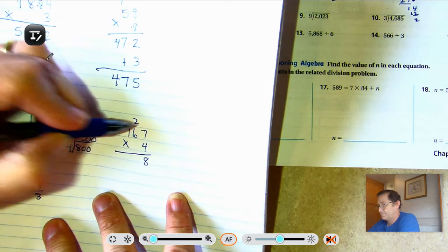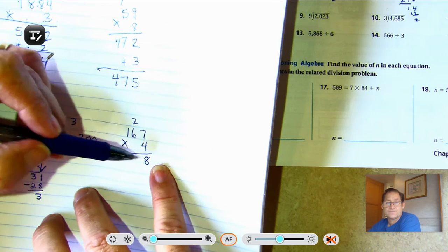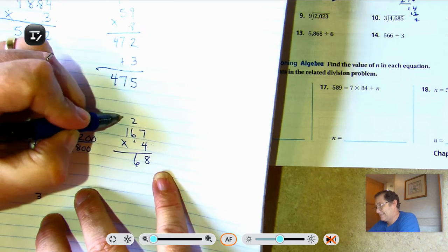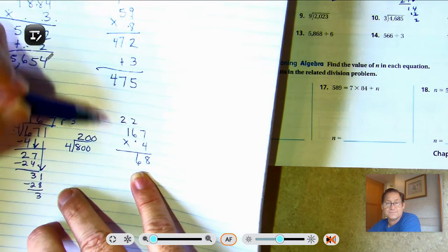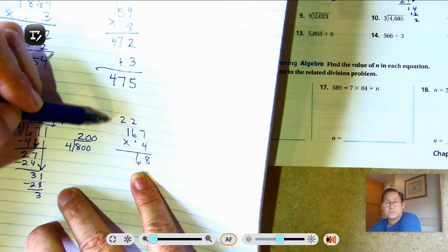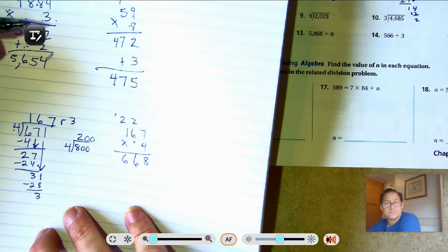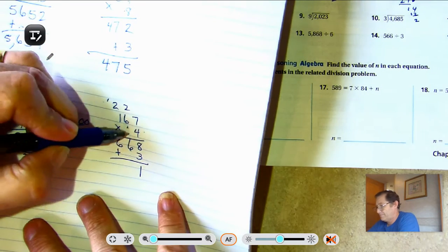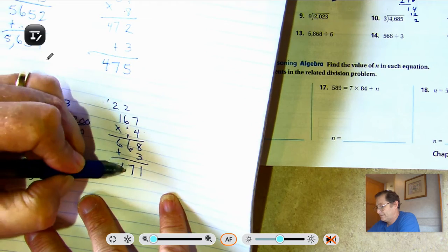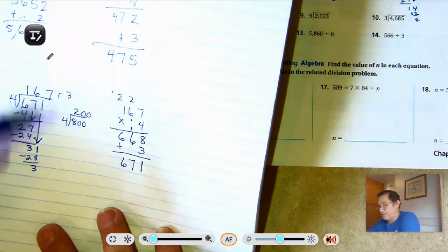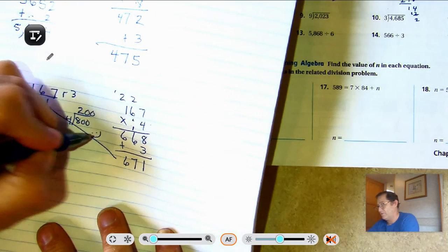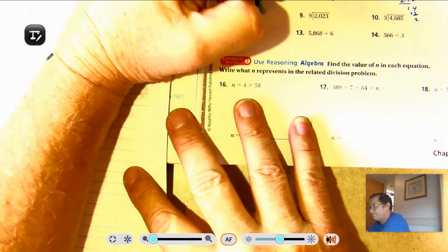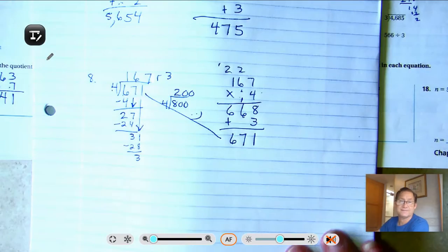4 times 7, 28. Trade that for 2 tens and 8 ones. 4 times 6, 24, plus 2 regrouped tens, 26 tens. I'm going to rewrite that as 2 hundreds and 6 tens. 4 times 100 is 400, plus the 2 regrouped hundreds, 600. So we're at 668, plus the remainder of 3. 8 plus 3 is 11. 6 plus 1 ten is 7. 600 plus nothing is 600. 671 matches 671. So number 8 is 167, remainder 3.